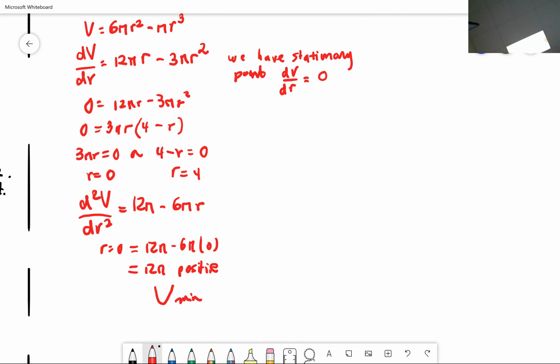If you pick r equals 4, you got 12 pi. I should have put this equal here. You got 12 pi minus 6 pi times 4. You could already see 12 pi minus 24 pi is going to come out to negative 12 pi. That's going to come out to negative concavity. So this is going to be where your max is. Your max is going to happen with r equals 4.